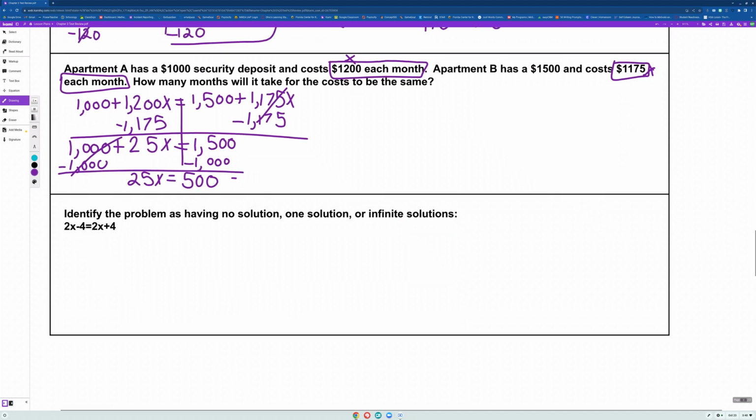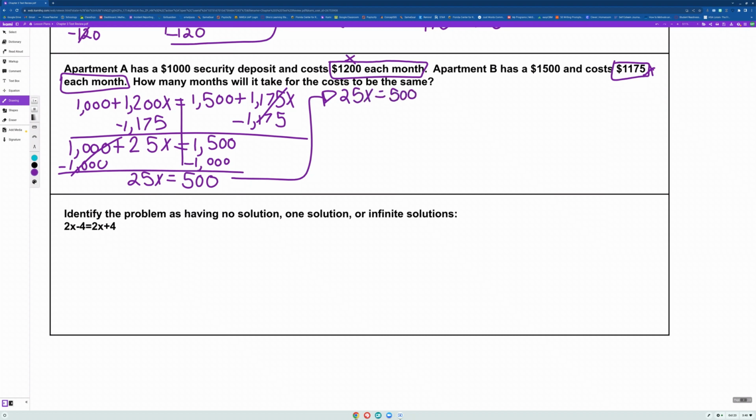So I'm going to bring my math over here because I'm not done yet. 25x is equal to 500. Now to get my x by itself, I have to divide both sides by 25. So we'll divide by 25, divide by 25, and x is going to equal 20.